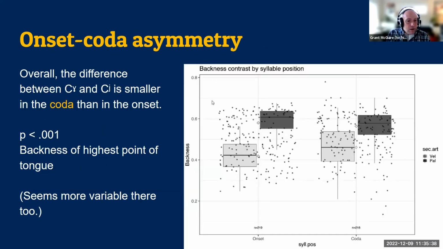Okay. So this first figure is showing us the backness. The data points are jittered here, so don't worry about that. But what we're seeing here is the backness by velarization and palatalization. The darker boxes are the palatalized consonants, the lighter boxes are the velarized ones. And as you might expect, the velarized ones are lower here. So we see a nice separation in the onsets. The onset differences here are larger. In the coda, we see a little bit smaller. The boxes are not as far apart here. So what we're seeing is that the velarized palatalized difference is smaller.